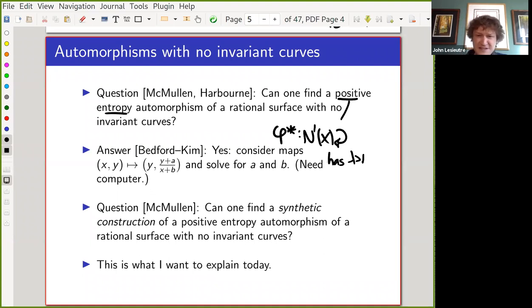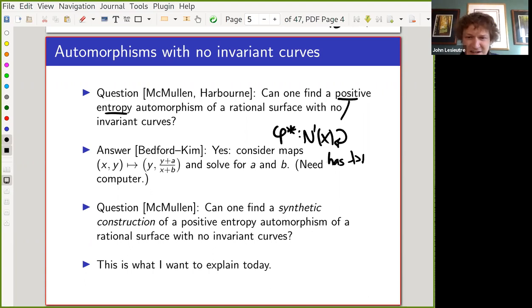All right, so McMullen's question was answered fairly quickly by Bedford and Kim, who showed that you could use that construction I just mentioned and use a computer to solve for the point configuration. And the computer is able to find configurations that work and where there are no invariant curves. But it's a tricky computer calculation. It involves taking the intersection of some degree 50 curves in the plane or something like that, and finding one of the intersection points. So the computer will do it, but it's hard to really get your hands on it and write the map down.